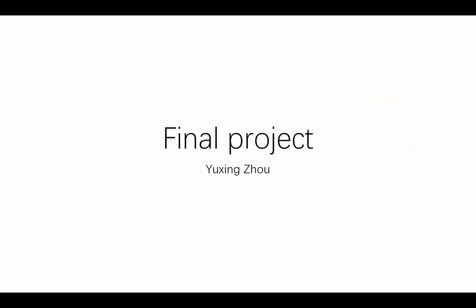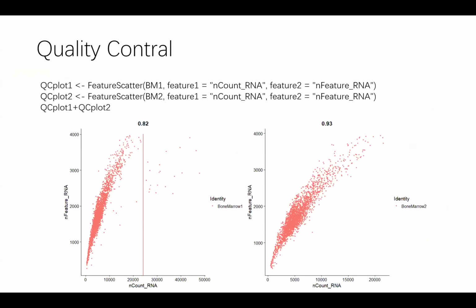Hi, everyone. I'm going to present my final project. I did the analysis following a classic pipeline, and I started with quality control. I drew this count versus feature plot, and you can see in the first plot there are some outliers. So I filtered out all the data with count number larger than 22,000. For bone marrow dataset 2, I didn't make any change.